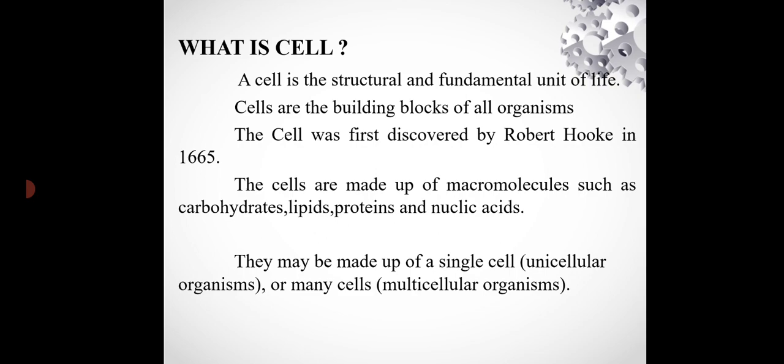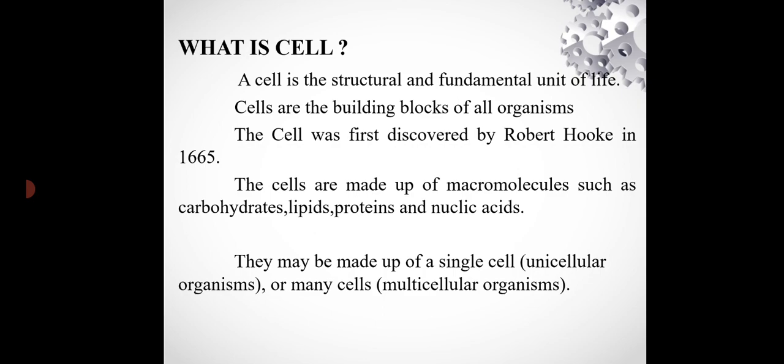Next, how many cells are in an organism? There are two types of organisms: one, unicellular organisms, and two, multicellular organisms. An organism containing only one cell is called a unicellular organism. Organisms containing more than one cell are multicellular organisms.